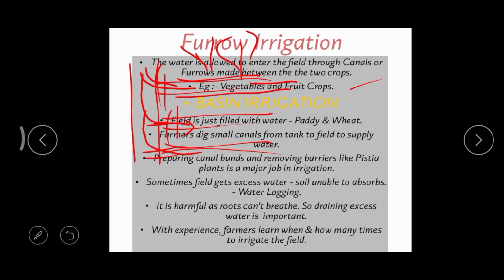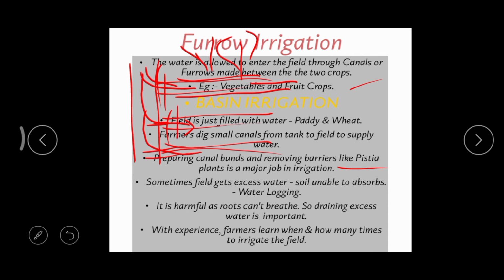And in this system, preparing canal bunds means that to supply the water we have to open one area, supply the water through that area, and after that close it again. So removing and adding the bunds again is a bit of work here. And then removing barriers means removing unwanted plants like pistia. We are using more water, so these plants also develop in that field. That's why from time to time we have to remove these plants.